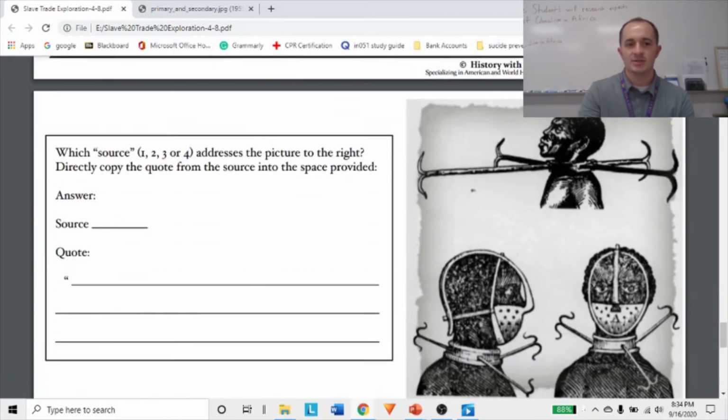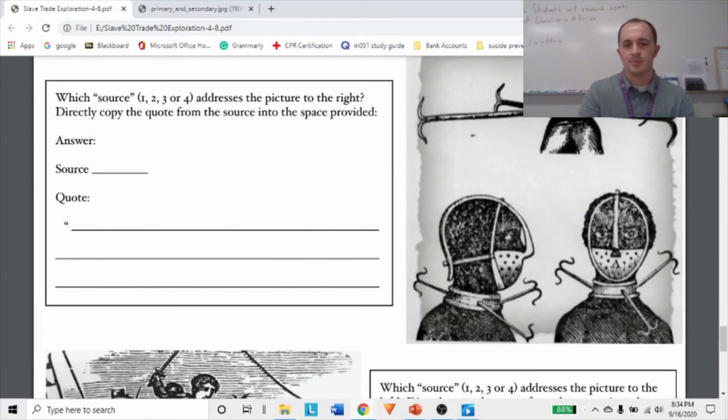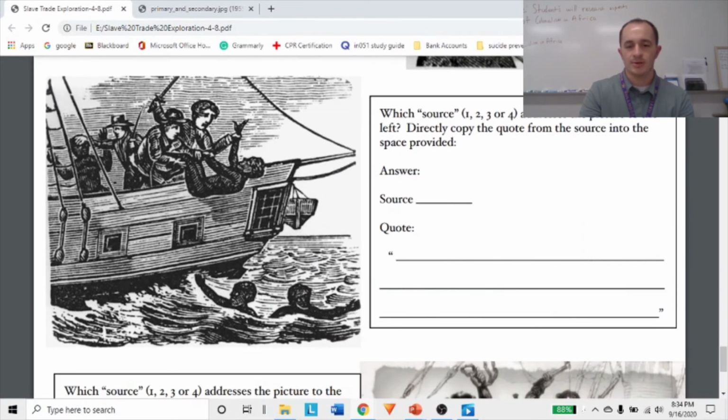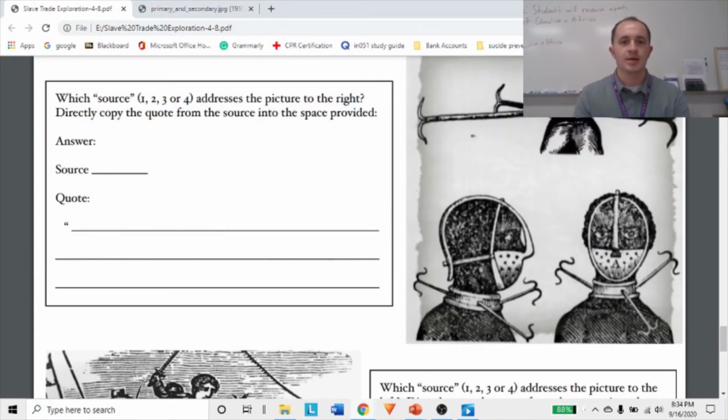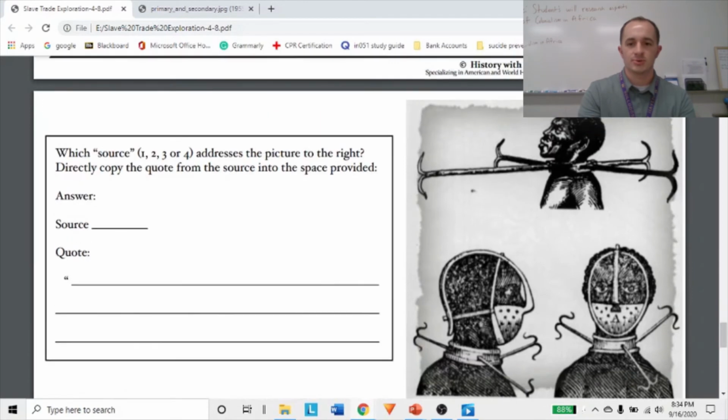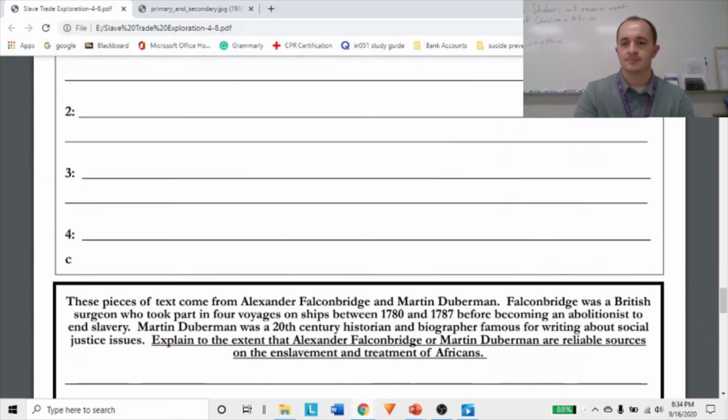The last page has a couple of different images, and so each text box relates to the image to the right or the left of it. So if we read the directions, the first one says which source, 1, 2, 3, or 4, the ones we just went over, addresses the picture to the right. Directly copy the quote from the source into the space provided. So if we look at our image, we need to figure out which source it best relates to. So we might have to go back and reread some of the sources.